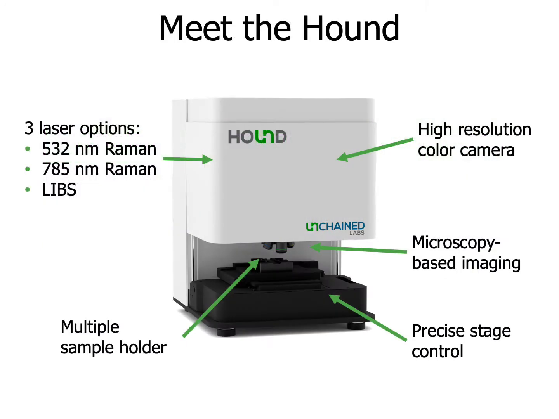Our goal when we developed Hound was to make sure that anyone can walk up and use the instrument. So it does count, size and shape. If you need just that information, it does that automatically. If you also need identification, you have 3 lasers built in that can do identification by Raman or laser-induced breakdown spectroscopy, or LIBS.